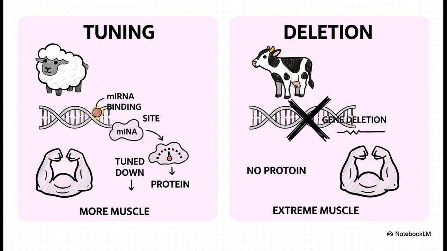Now, on the right, you have the Belgian Blue cattle. It has a mutation that completely breaks the myostatin gene. The brake isn't just tuned down, it's gone, and you get this extreme double-muscled look. This just perfectly shows how a subtle RNA regulation can create a useful trait, while a brute force mutation has a much more dramatic effect.